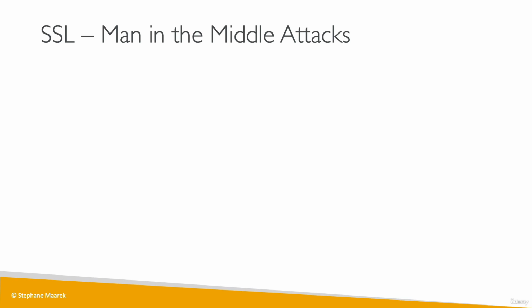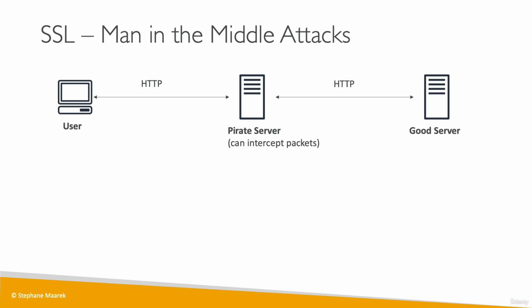And next, extremely important, how to protect yourself against SSL man-in-the-middle attacks. So how does it look? We have the good server we're trying to reach, and our user is trying to talk to it, but there's a pirate server in between. And because it's HTTP right now, it can intercept the packets and change them at will, and so it's in the middle and it can see the secrets and so on. It's really, really bad. So this is never happening on the web because there's almost no more HTTP available.